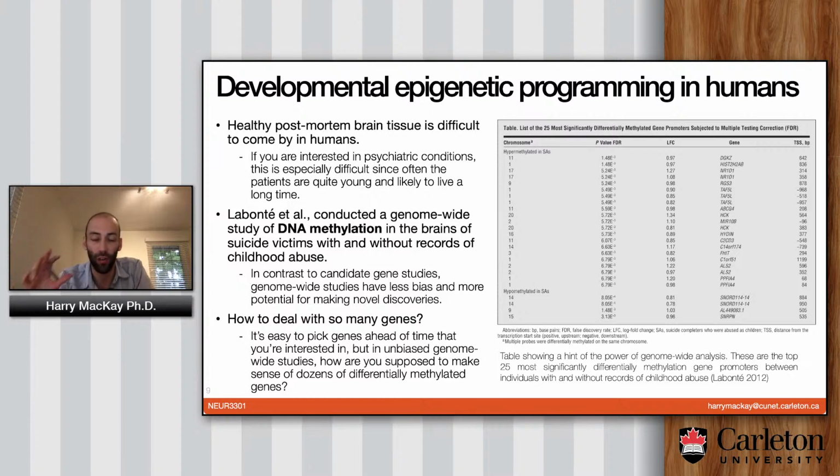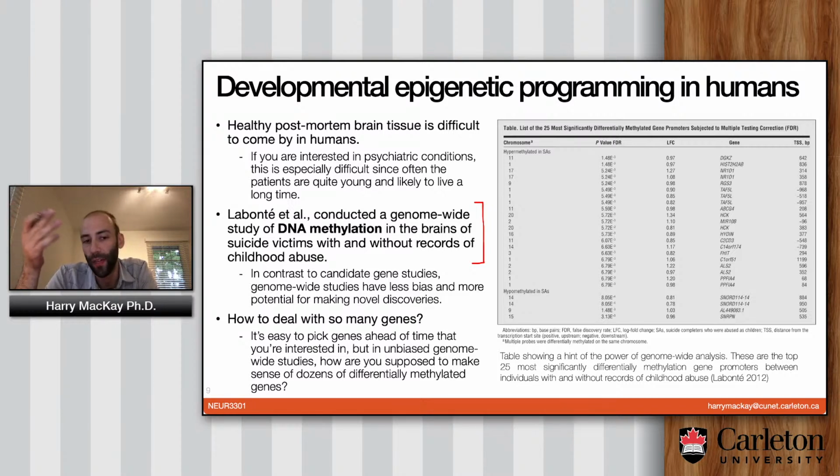You want to kind of capture their brain in the middle of a normal day. Anyway, so this is what they did. Labonte et al. did a genome-wide study of DNA methylation in the brains of suicide victims with and without records of childhood abuse. So the suicide victim part is kind of incidental. That's really just the way they were able to get the brains. You need to get brains from young people who are fairly healthy, except for whatever killed them.